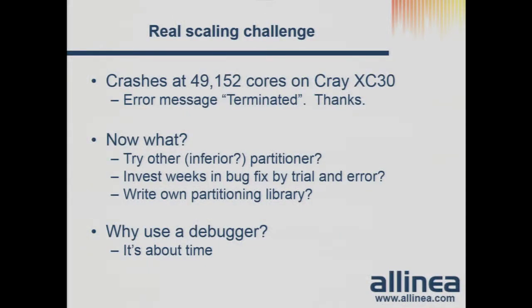So we started with 256 cores, 512 cores, 1024. Everything was going great. 24,000 cores, still good. Suddenly, 50,000 cores, it crashed. And of course, being a typical HPC system, the output you got from a crash was "terminated", and thank you, system, that was really useful. What am I going to do? How am I going to fix that?